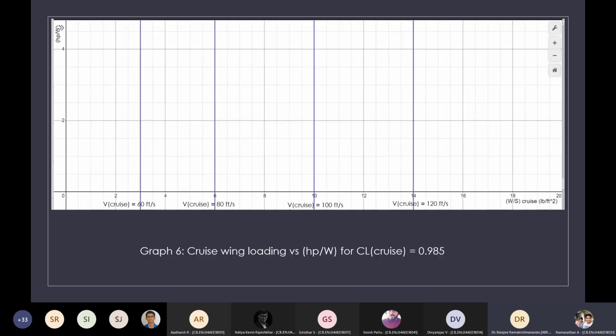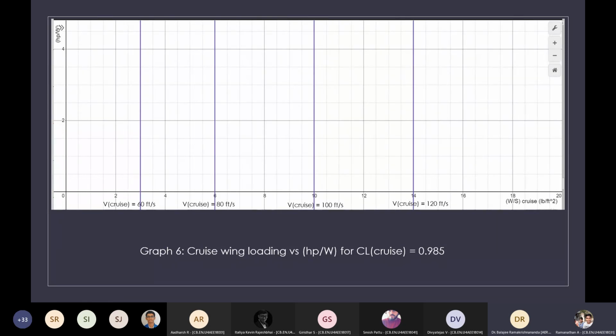In the next graph, you can see for particular V cruise, I have plotted HP by W as W by S. So for various V cruise, suppose for loitering, we got V cruise to be around 150 feet per second. But the worst case is 120 feet per second. That is the worst case scenario. So that's good enough to say only the right of that is feasible.